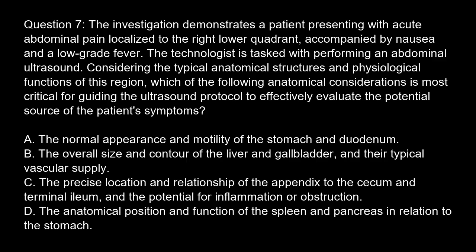Option B, the overall size and contour of the liver and gallbladder and their typical vascular supply. Option C, the precise location and relationship of the appendix to the cecum and terminal ileum, and the potential for inflammation or obstruction. Option D, the anatomical position and function of the spleen and pancreas in relation to the stomach.